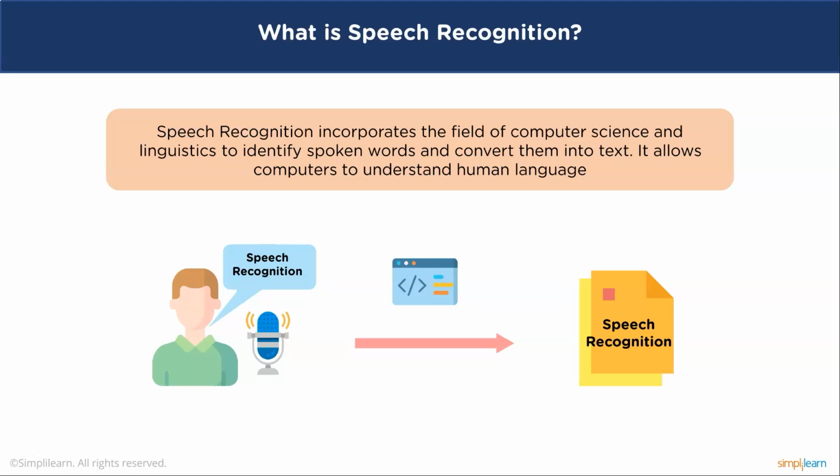What is speech recognition? Speech recognition incorporates the field of computer science and linguistics to identify spoken words and convert them to text. It allows computers to understand human language. And you can see here a simple UML diagram where we have the person with their microphone. They're talking to the microphone and it converts it into some kind of recognizable either text or reads it back. There's all kinds of things we can do. And this is such an exploding area in data science right now.